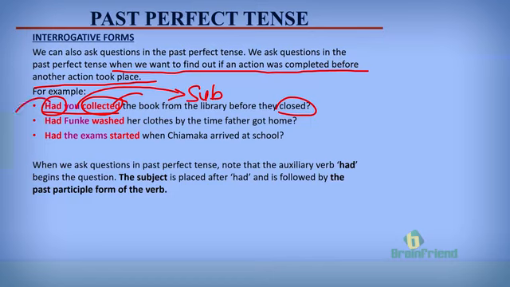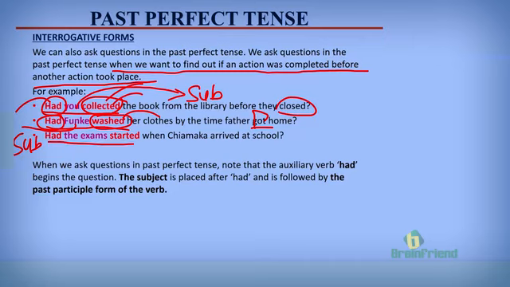Had Funke washed her clothes by the time father got home? Two actions, washing of her clothes and father getting home. We also have the auxiliary verb had and the past participle verb washed. But then again, we have the subject, Funke, occurring between them. The same goes for the last sentence.